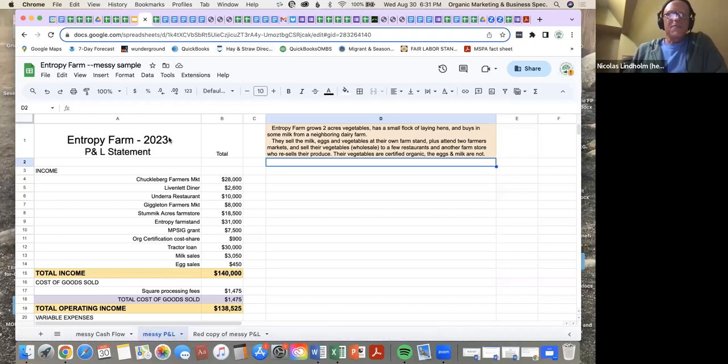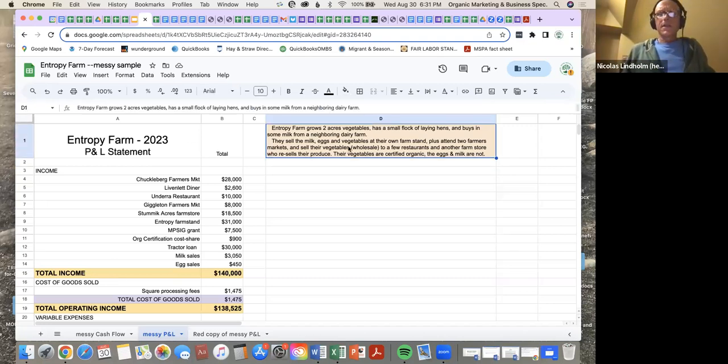Similar to last week, I created a fictitious farm. So this is not a real farm, but it's based on my own experience farming and looking through a lot of profit and loss statements with small farms. So I came up with this farm, Entropy Farm, and over in this little orange box, I just give a little story. Entropy Farm grows 2 acres of vegetables, has a small flock of laying hens, and buys in some milk from a neighboring dairy farm to resell.